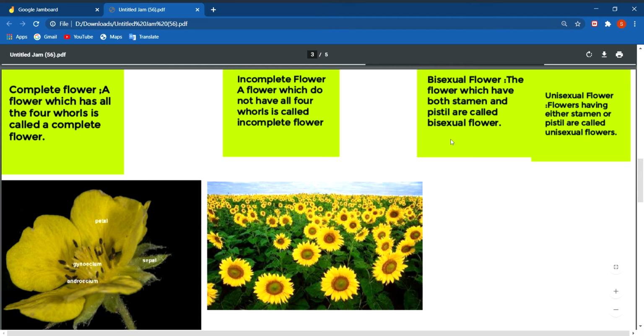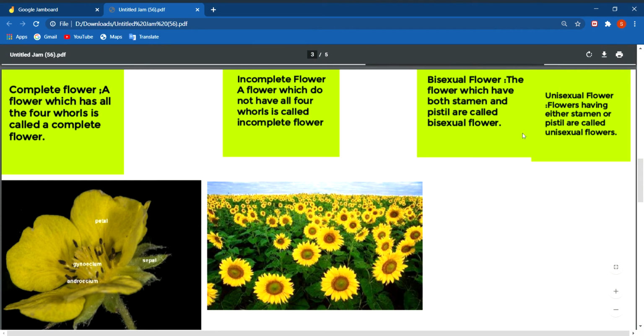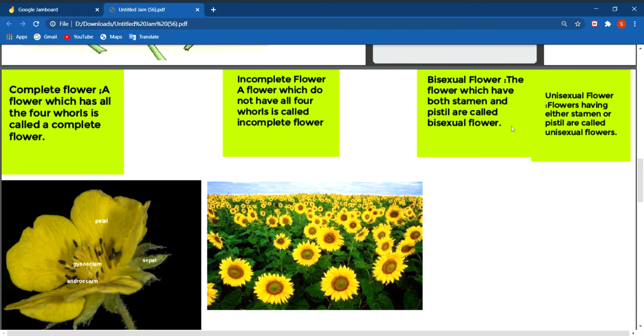In some plants, stamens are joined to the pistil, like hibiscus, to form a staminal tube. The flowers which have both stamens and pistil are called bisexual flowers, like hibiscus, mustard. And some flowers have either the male reproductive part or the female reproductive part, and they are called unisexual flowers, like cucumber and bottle gourd.